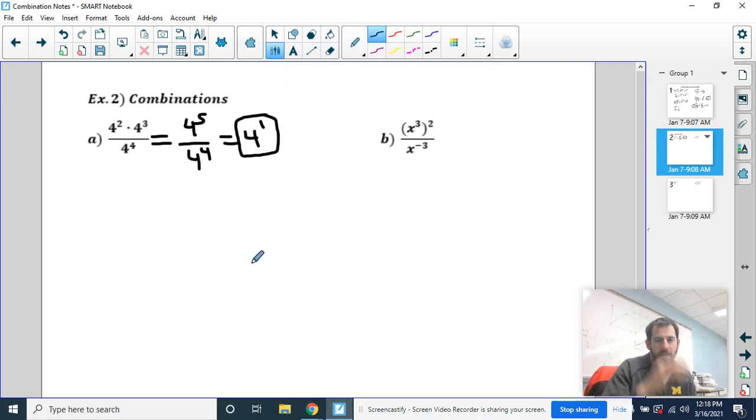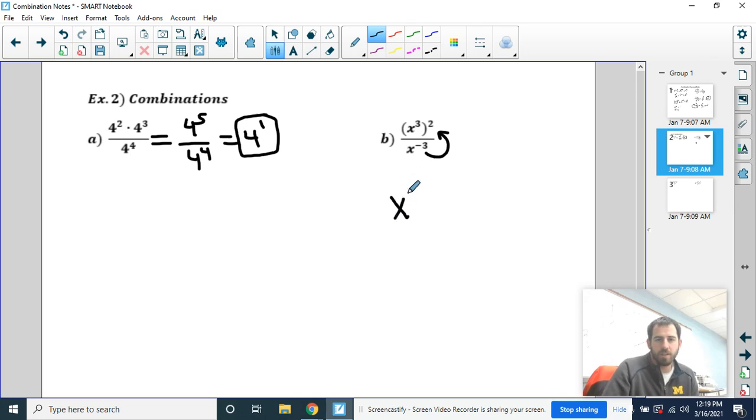Okay, so that was A. For B, I'm going to move the negative up top. Now, some people would like to simplify first, and that's perfectly fine. Whatever you're more comfortable with. You can either simplify the top first, then move the negative, or move the negative first. I prefer to move the negative first just because sometimes you won't be able to do anything until you move the negative. So I'm going to move it up top. I'm just going to rewrite everything.